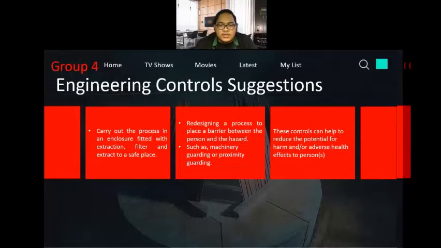And the second one is redesigning a process to place a barrier between the person and the hazard, such as machinery guarding or proximity guarding and else. We also think that these two controls can help to reduce the potential for harm towards the person's health.